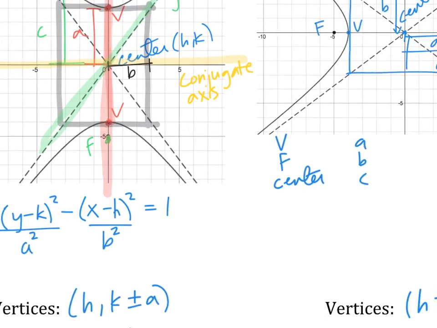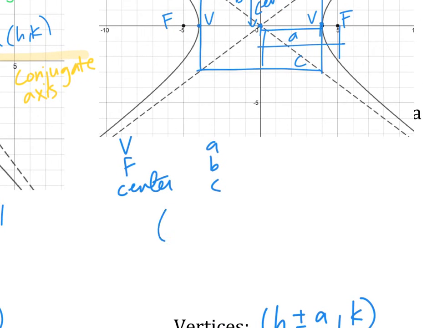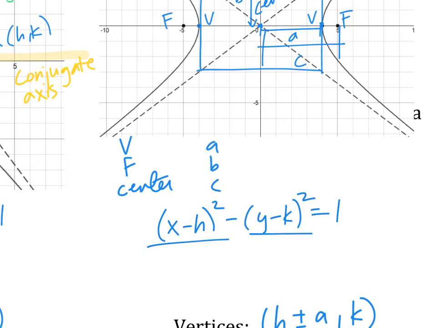All right, and this one here. Which one's gonna come first, x or y? Very good. X minus h squared minus y minus k squared equals 1. Where does a squared go? First one. First one's the perfect answer. Okay. All right, the last thing.